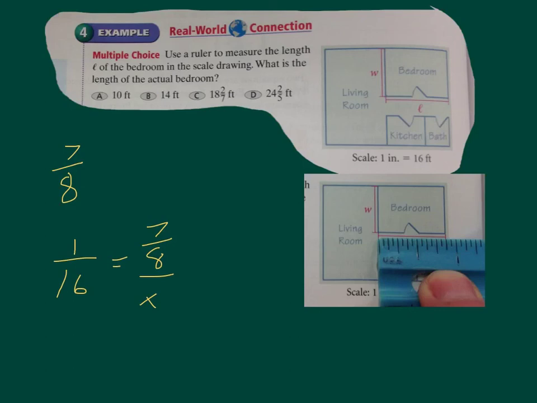How are we going to solve this? Hopefully, you're going to use cross products. 16 times 7/8 equals 1 times X. Cross out, make that a 1. That becomes a 2. So the actual length of the bedroom is 14 feet.